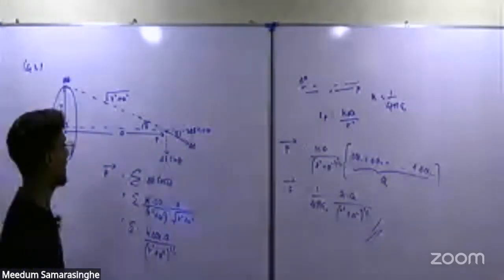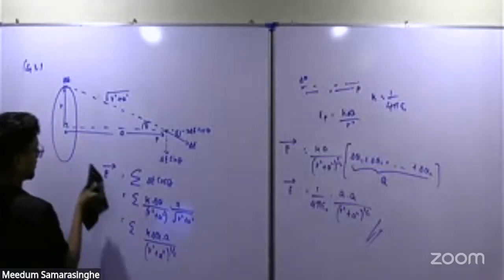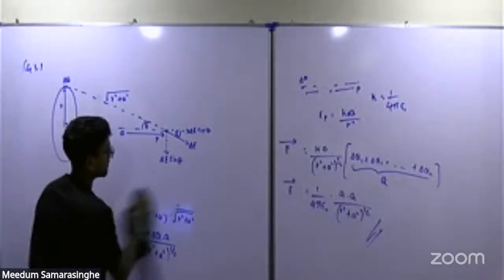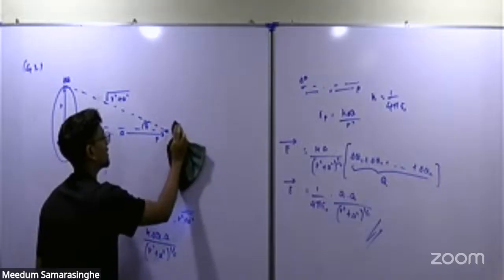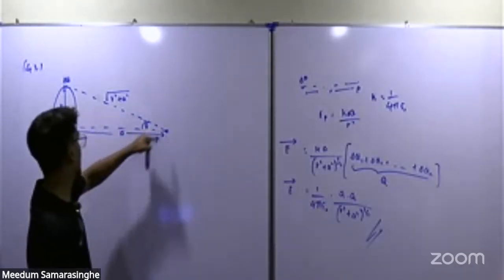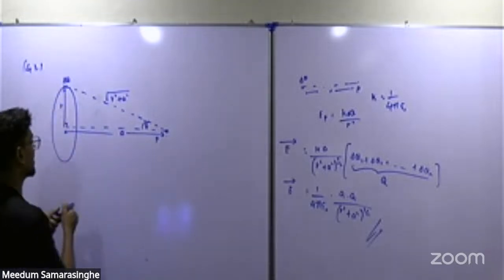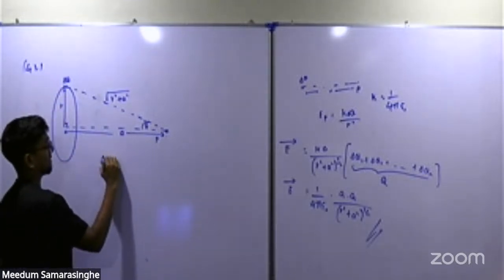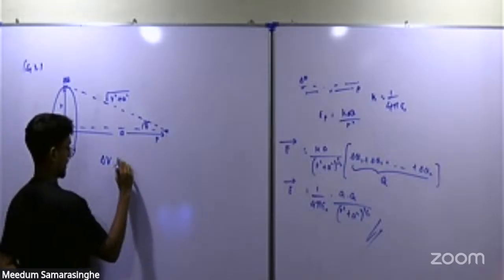Now I'm going to find the electric potential. Now I'll erase this one. When you consider the electric potential, you don't need to consider direction. So how do we find the electric potential at this point due to this point charge? Electric potential, let's say delta V. That is how to find that one.